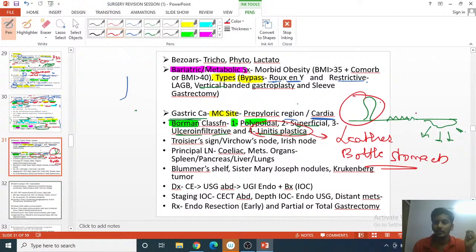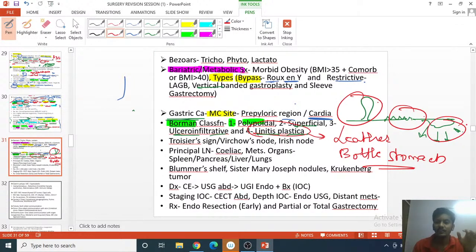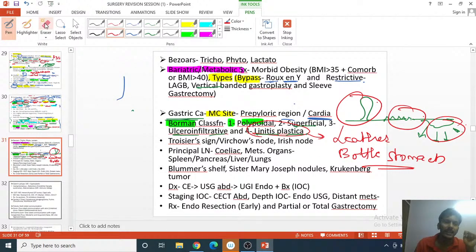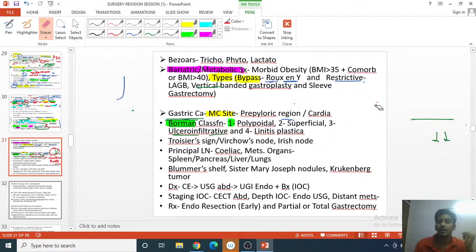So type 1 कैसी थी? Polypoidal growth थी. Type 2 कैसी थी? Superficial growth थी. Type 3 कैसी थी? Ulcero infiltrative growth थी. And type 4 कैसी है? Linitis plastica. And linitis plastica is also known as leather bottle stomach and has the worst prognosis obviously.